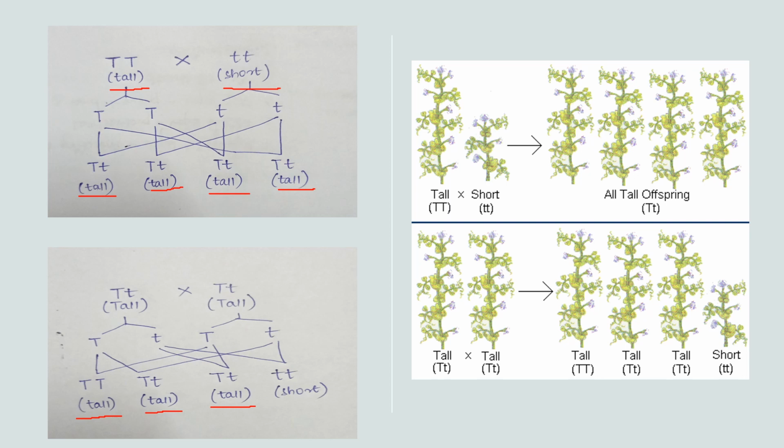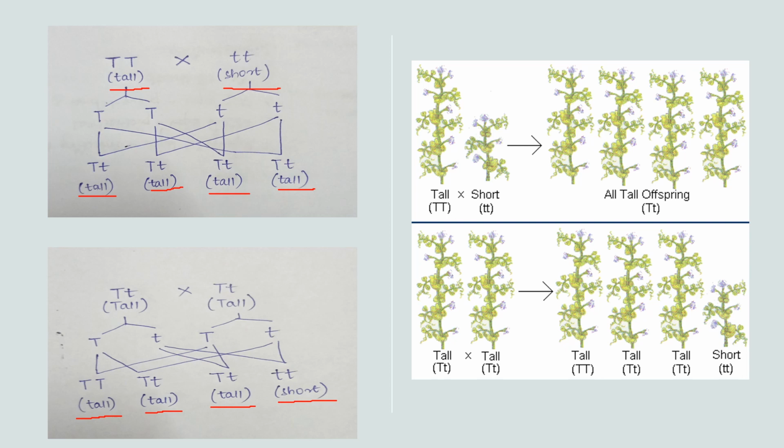Next, the small t of the first plant combined with the small t gene of the second plant, resulting in a short plant. Now, this is again similar to the parent plant that was short. Here, the phenotypic ratio, that is, all the plants appear tall.